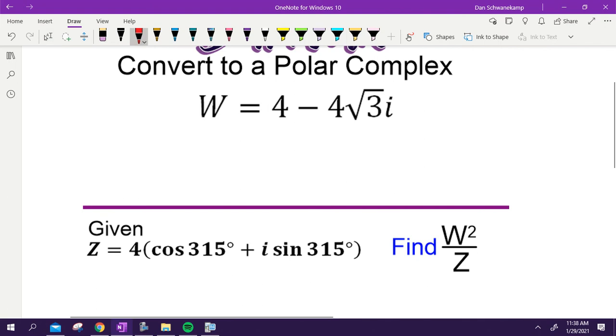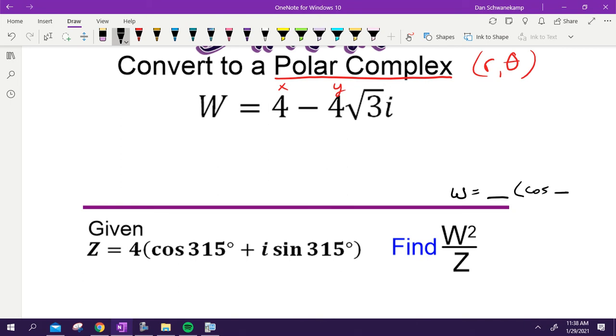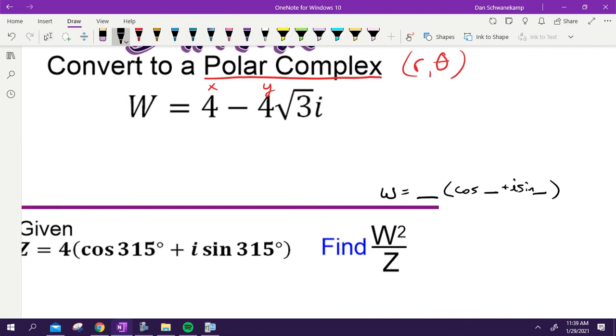So for this first one, we're converting to a polar complex form. If we're going to polar complex, what two things do I need if I want to go to polar? R and theta. If we're going to R and theta, that means this is X and Y. If we're going to polar form, in the end, my answer is going to be W equals something cosine something plus I sine something. That is polar complex form in the end. It's going to look like that.